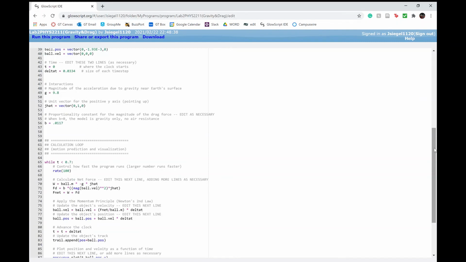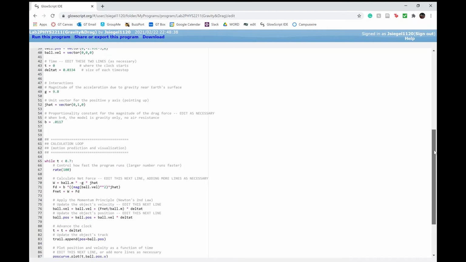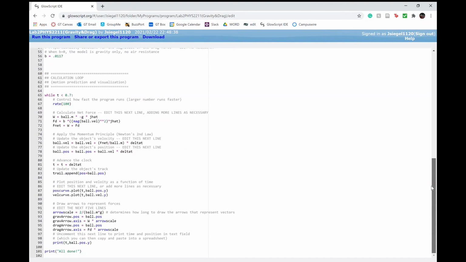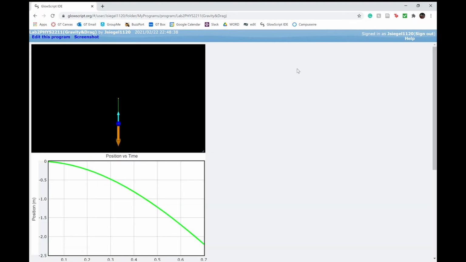I then updated the velocity and position update formulas. Finally, I updated the arrow scales for both gravity and drag so that the gravity arrow is in the direction of the ball's motion and the drag arrow is opposite of it. After running the code, a computational model, position versus time graph, and velocity versus time graph are created.